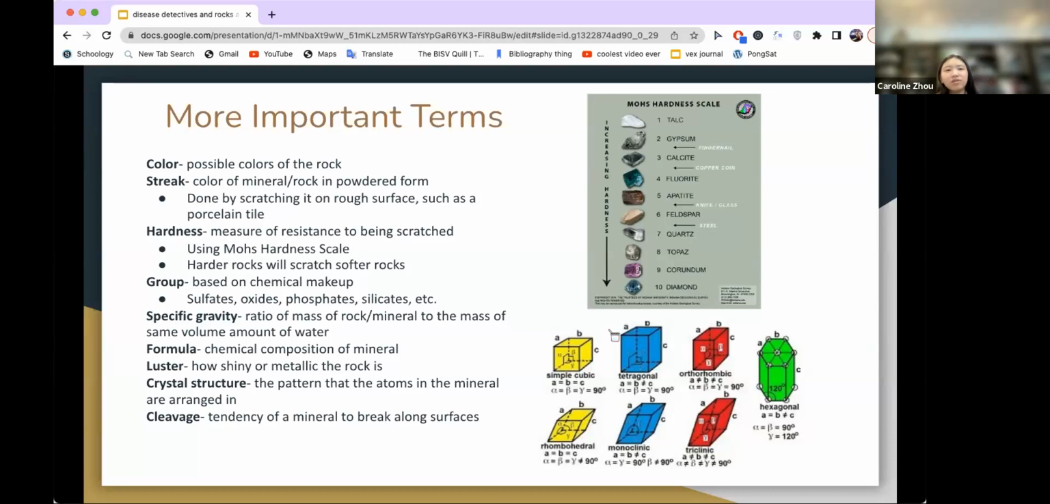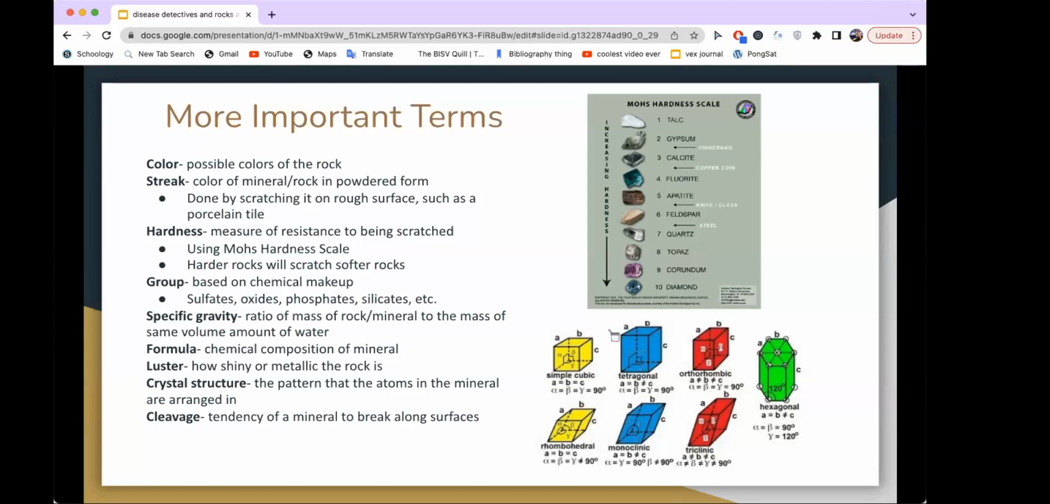It's basically the ratio of the mass of the rock or mineral to the mass of the same volume amount of water. So it's basically how dense the rock is compared to water, if that makes sense. And then formula, it's the chemical formula of the rock or mineral. So basically, it's a list of the elements in the mineral.